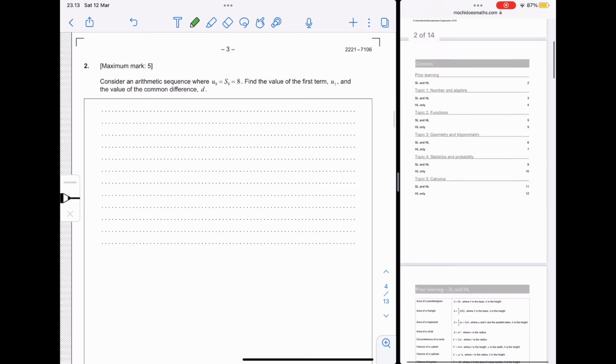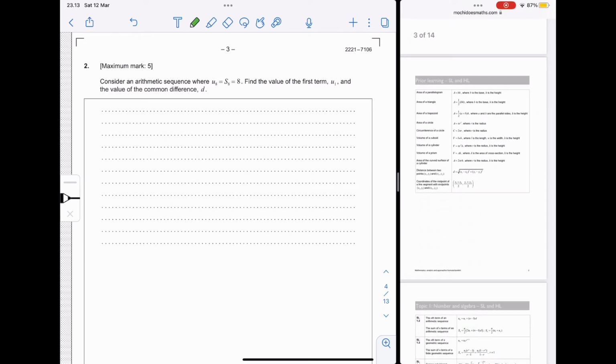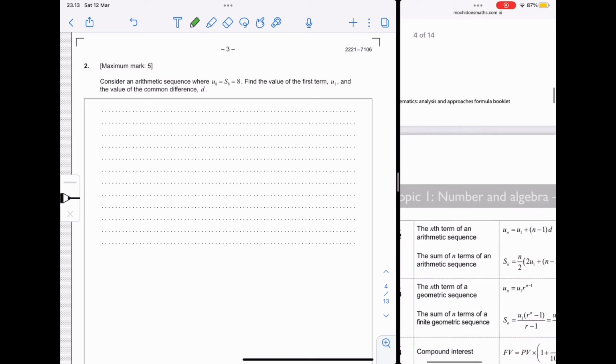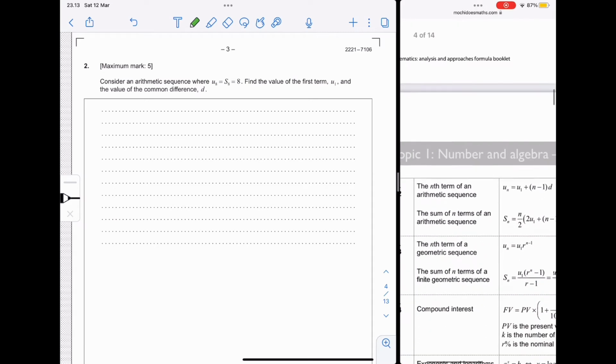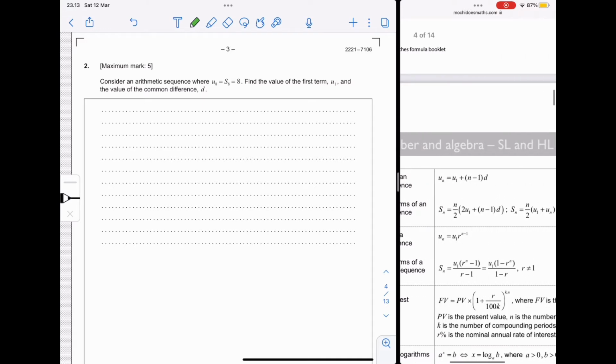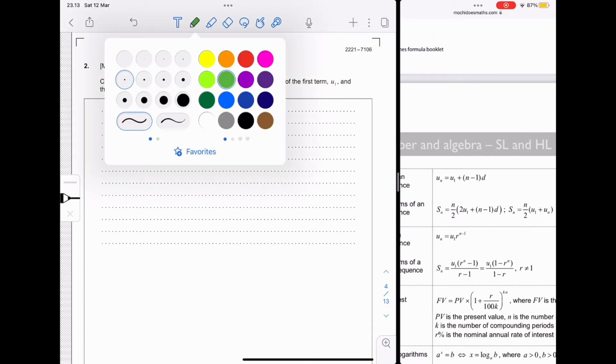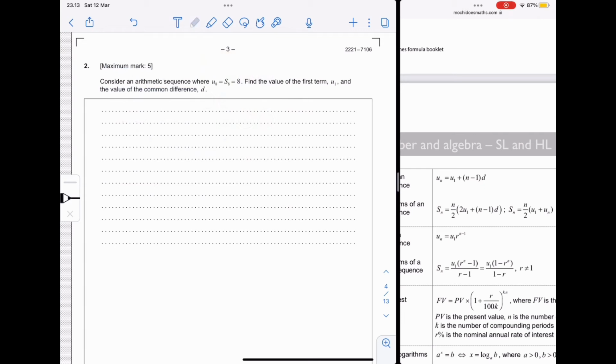2. Consider an arithmetic sequence. They provided it here. Please do use the booklets to the maximum. It's from Topic 1, Number and Algebra, SL 1.2, arithmetic sequence. u_n will be changed to u_8. Replace the n with 8. u_8 equals 8. The formula for u_8 is u_1 plus (8 minus 1) times d.